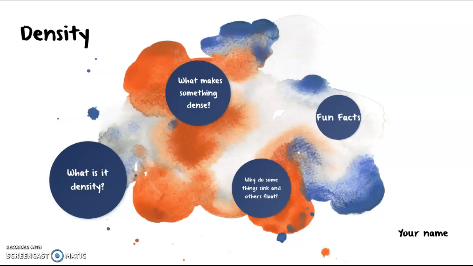Today we're going to be talking about density. The last few days we've talked about how density can affect us and how it can make some things float and other things sink. We're going to start by reviewing what density is again.